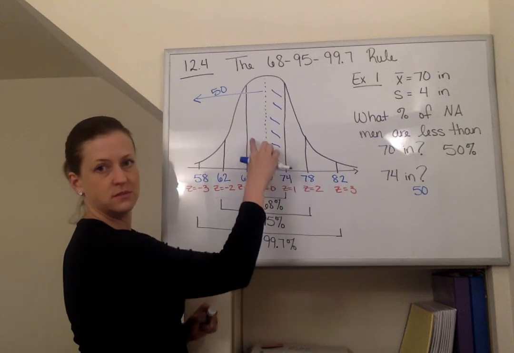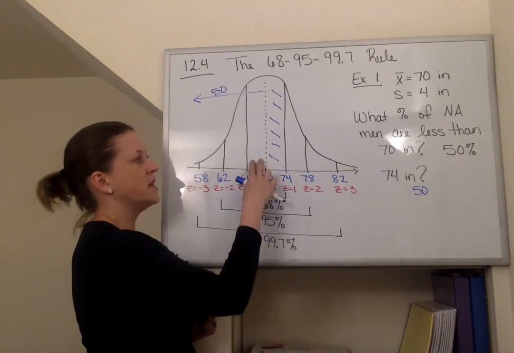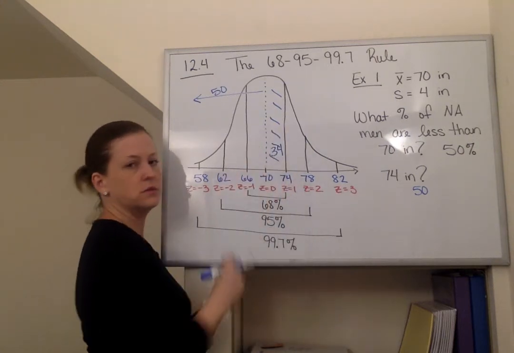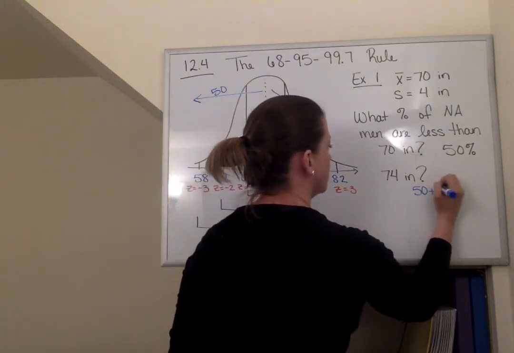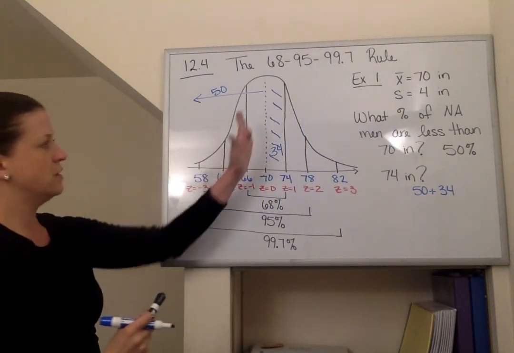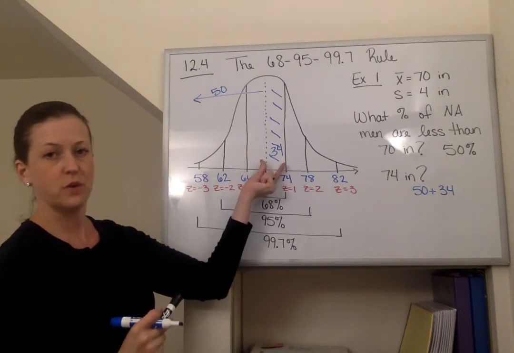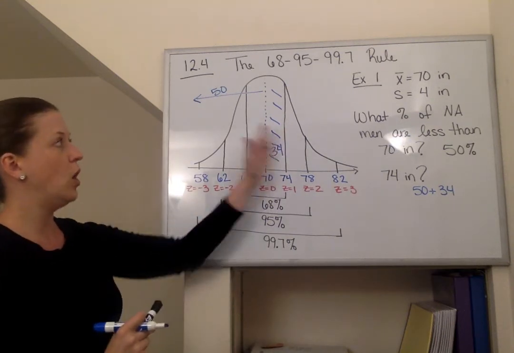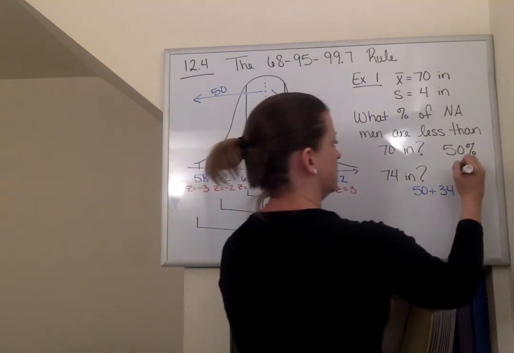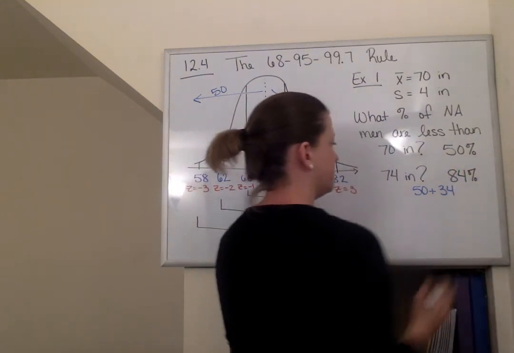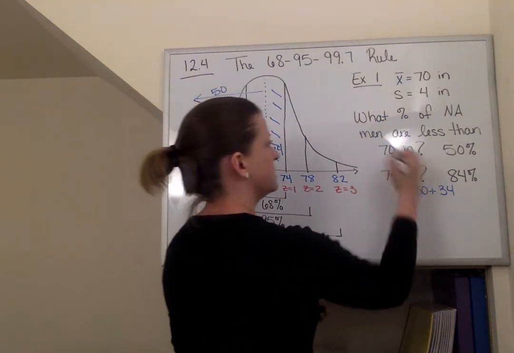Now what is this? Remember we said earlier, if all of this is 68, each of these is 34. Okay? So from 70 on is 50. Between 70 and 74 is 34. So total, if I add those together, that's 84%. So you've got to be able to play with the percentages a little bit. Let's do one more of those.